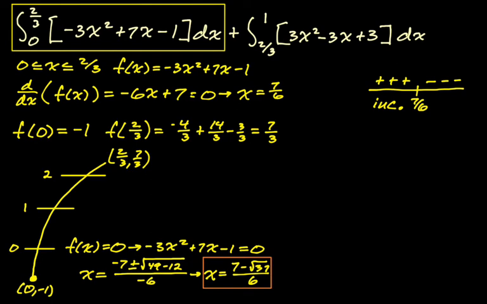That's the logic. All right, now we have to do the next one. f of x equals 1. Negative 3x squared plus 7x minus 1 equals 1. Then I have to move it all to one side: 3x squared minus 7x plus 2 is equal to 0.